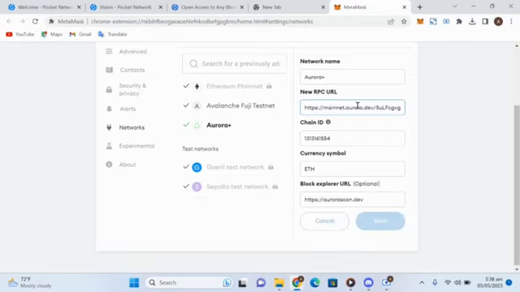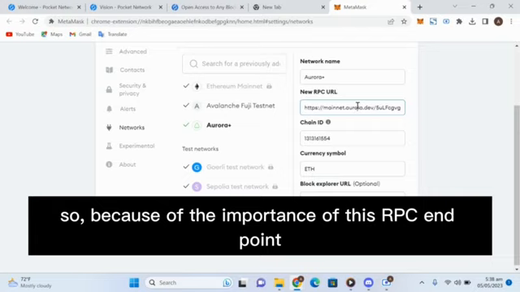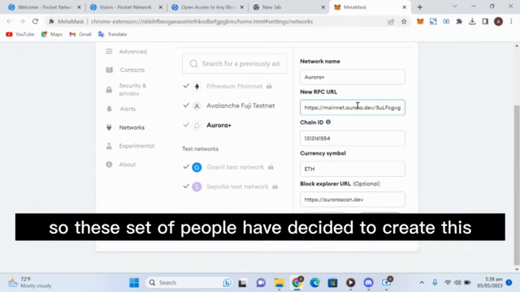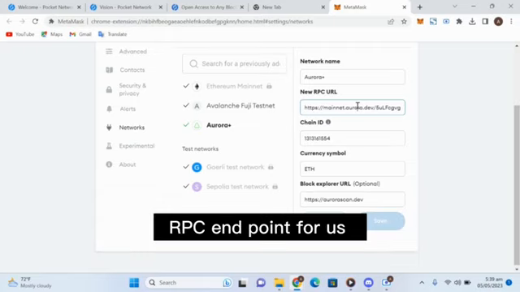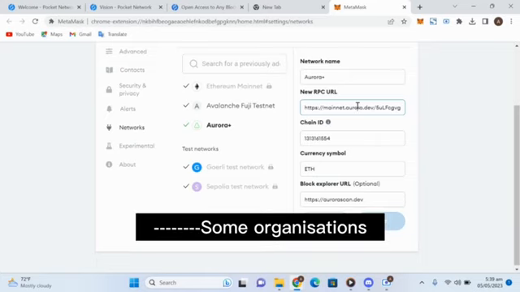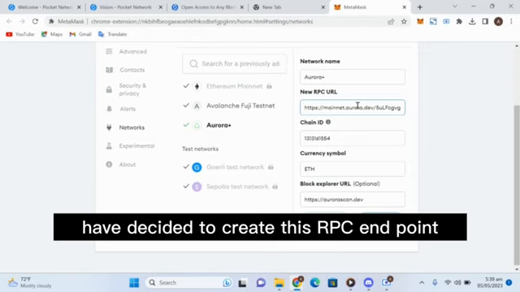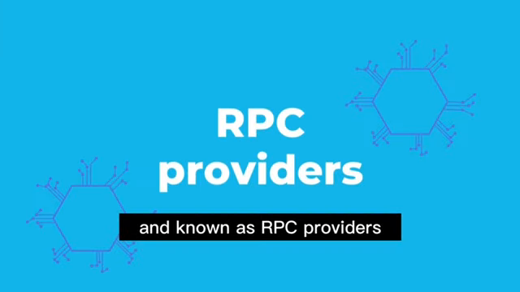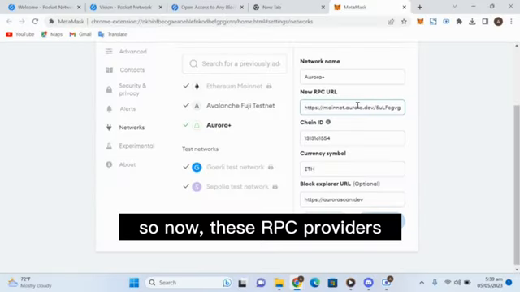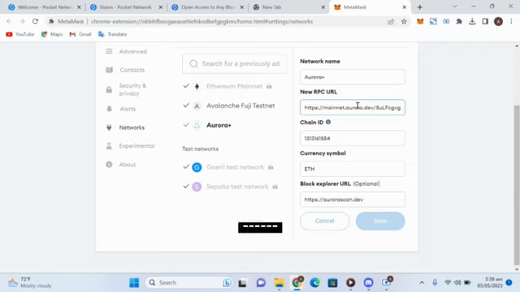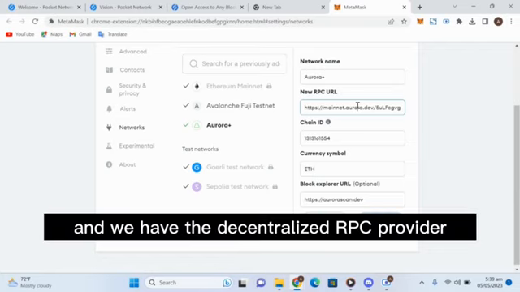Now, because of the importance of this RPC endpoint, some set of people have decided to solve this problem. Some organizations have decided to create these RPC endpoints for us, and these various organizations or platforms are known as RPC providers. So now these RPC providers can be categorized into two. We have a centralized RPC provider and we have a decentralized RPC provider.